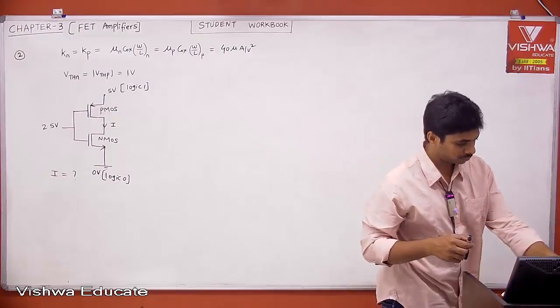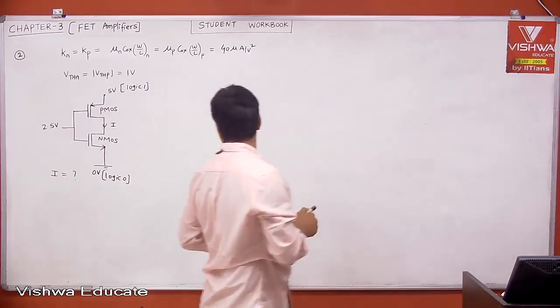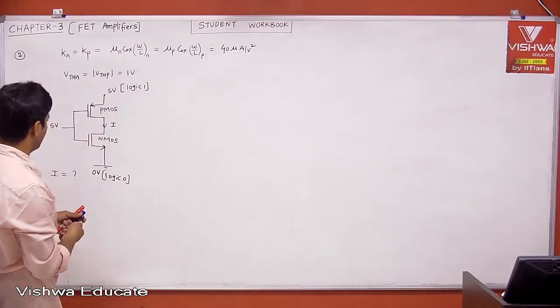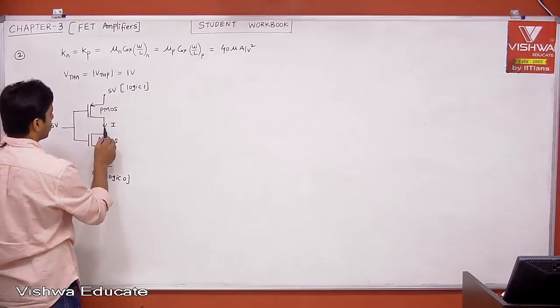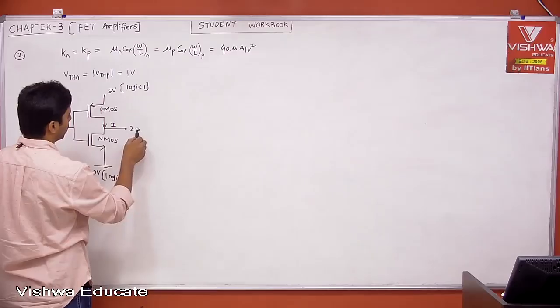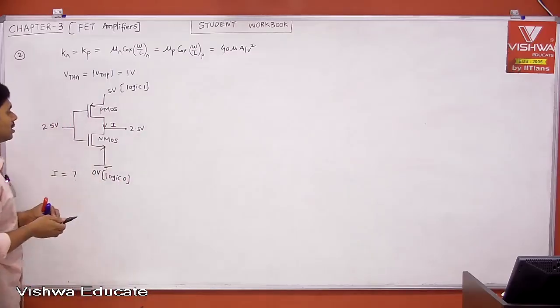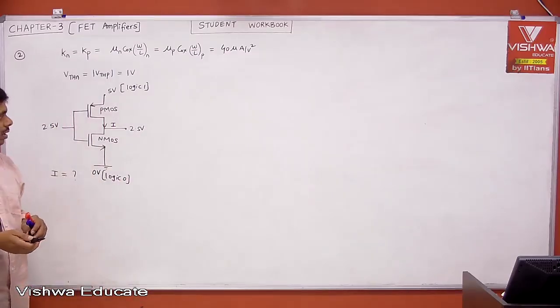Now, therefore, tell me what is the output now. Here, what is this output? This is 2.5 volt. Now let's see the region of the transistor. We need to find that, okay?